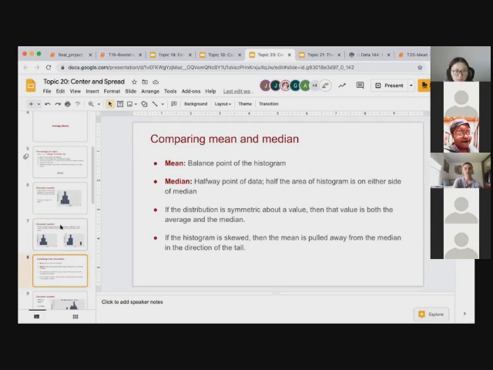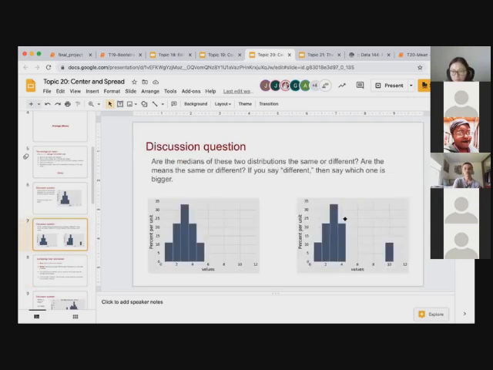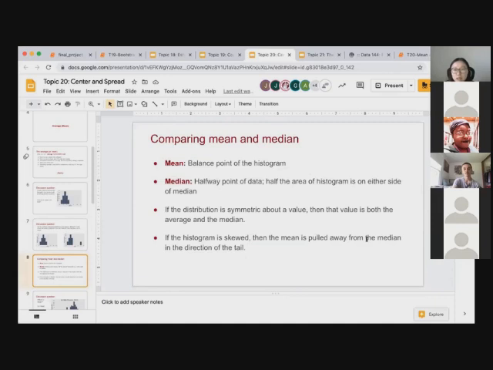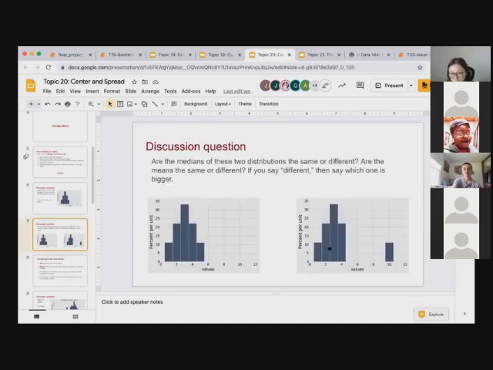So if we come back to this example one more time, this is the case that is skewed, not symmetric. Look at the language here: the mean is pulled away from the median in the direction of the tail. The mean used to be 3, and the median is still 3 here. The mean is pulled away from 3, the median, in the direction of the tail. The tail meaning, in this case, the side that is longer.